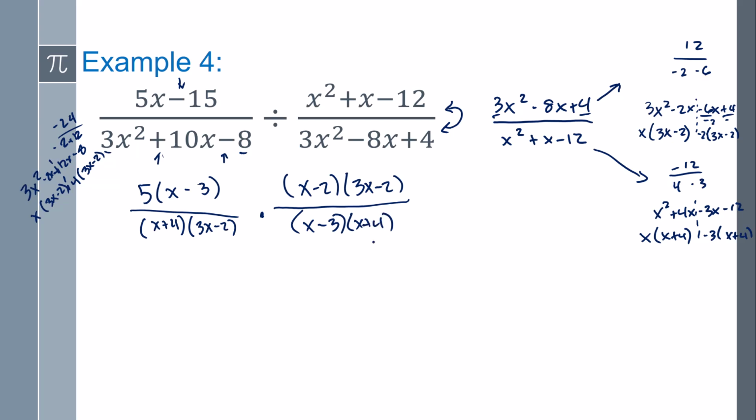So now I need to go through and reduce. So this factor reduces. This factor reduces. I don't see any other factors that are going to reduce. So I can just write it as 5 times x minus 2 over x plus 4. There's 2 of them, so I'm going to say squared.